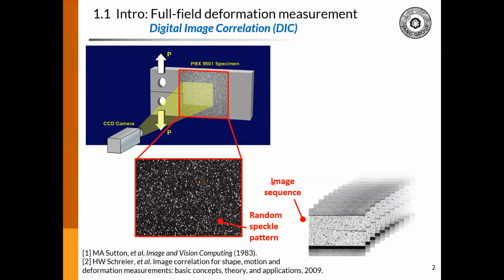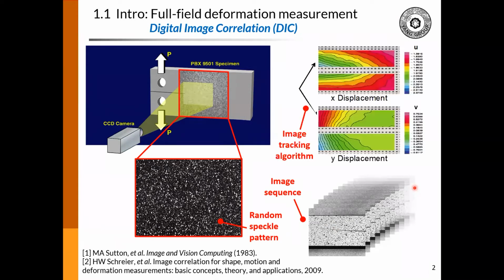The image sequence is multiple frames. The first frame is usually the reference image before the deformation. Then you have multiple images of the sample under the loading. Then we apply some image tracking algorithm. By comparing the deformed images with the first undeformed reference image, we can measure the deformation field. And with the deformation field, you can also measure the strain fields. So this entire technique is called digital image correlation.